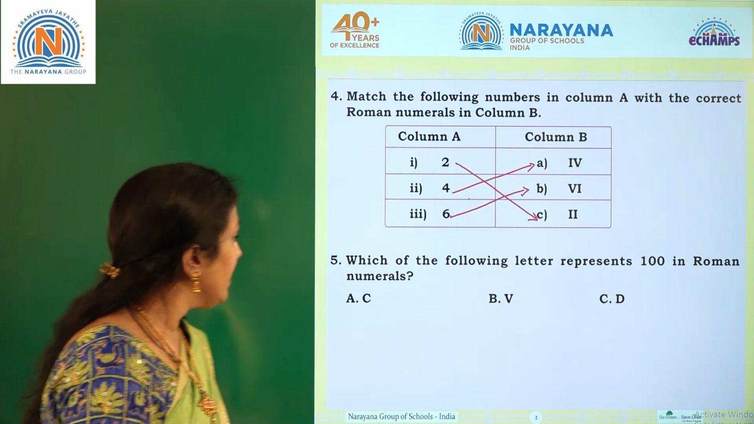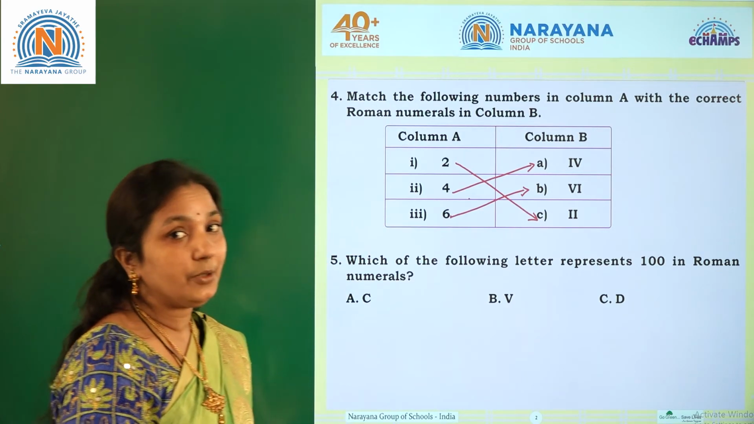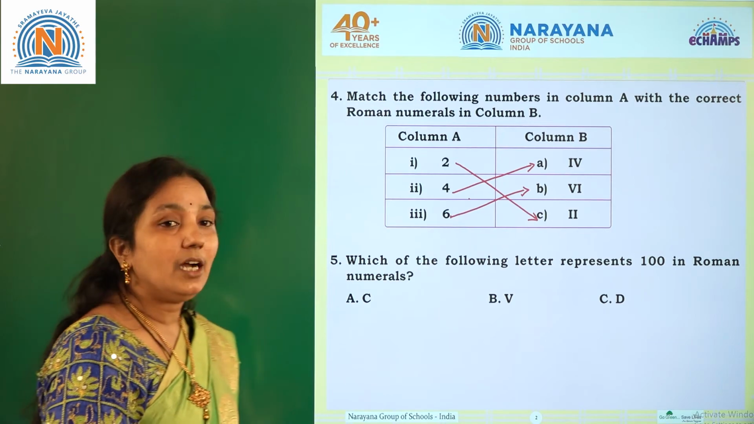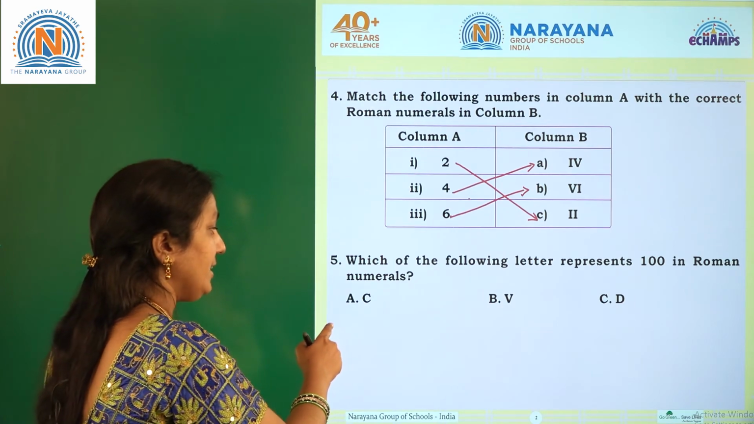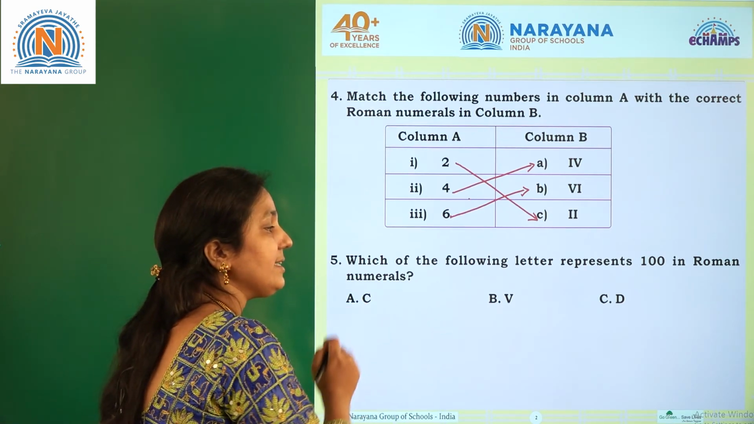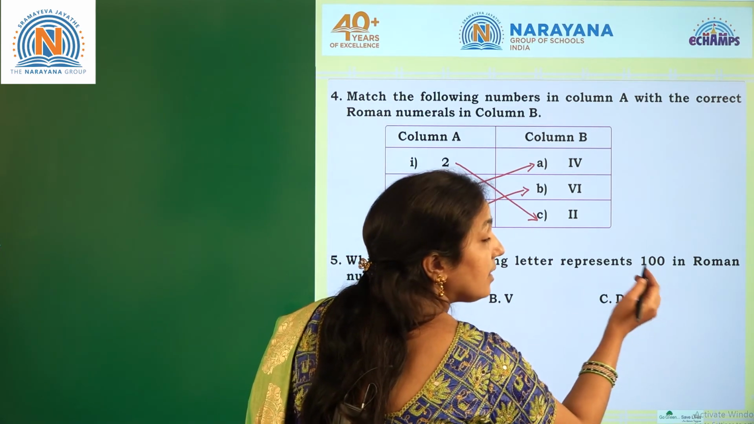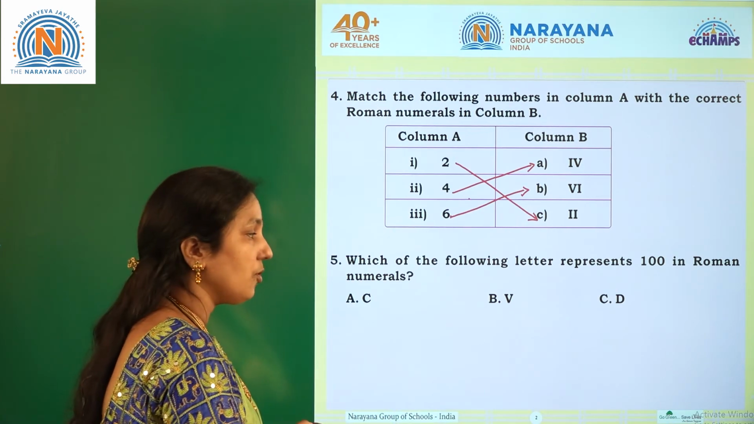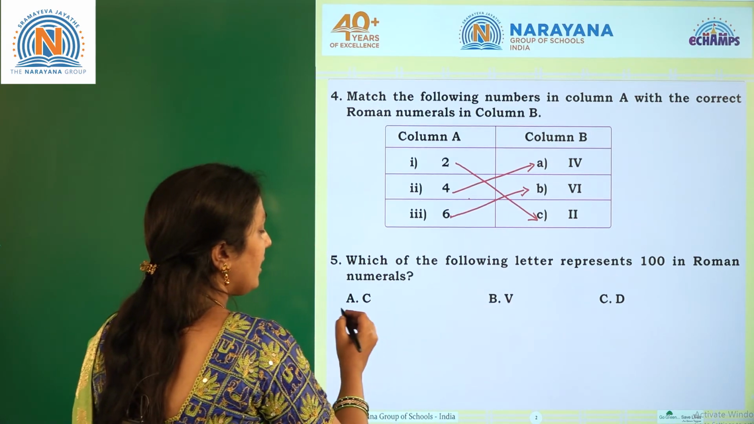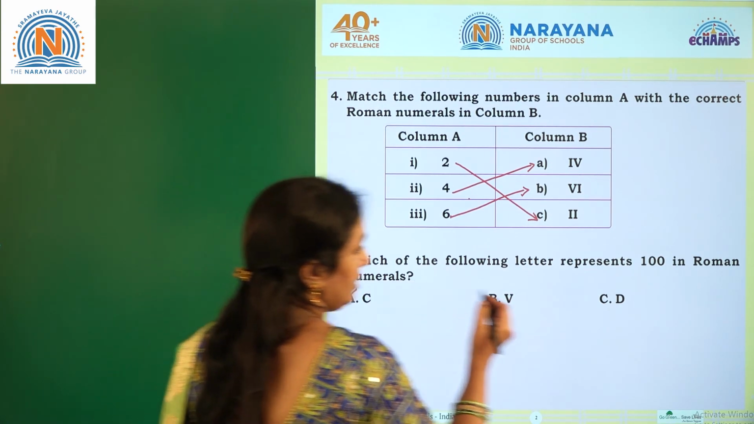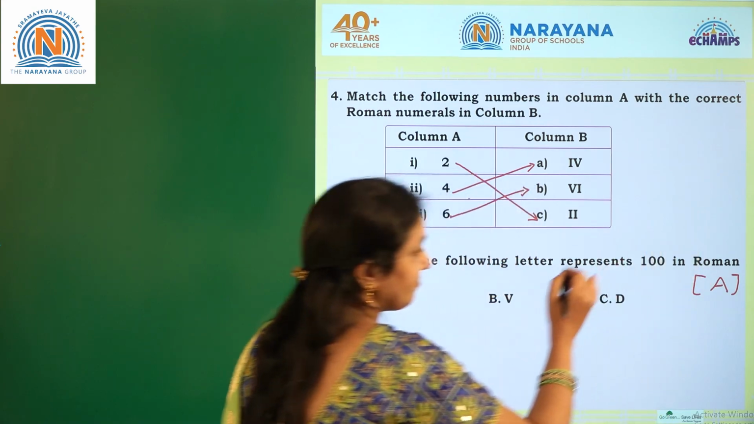And coming to next, which of the following letter represents 100 in Roman numeral? Already you know the 7 basic letters and how to represent as 100. So what are the given options here? The option A is C, and the option B is V, and the option C is D. So what we have to find? How to represent 100 in Roman numeral. How to represent 100 in Roman numeral is C. So our option is A.